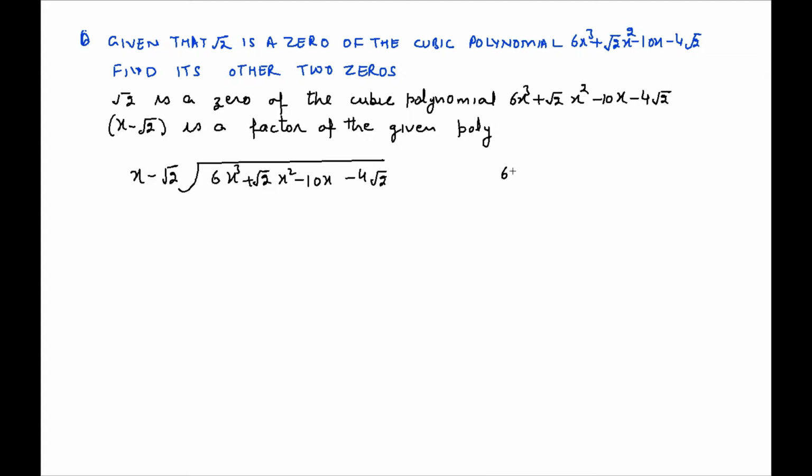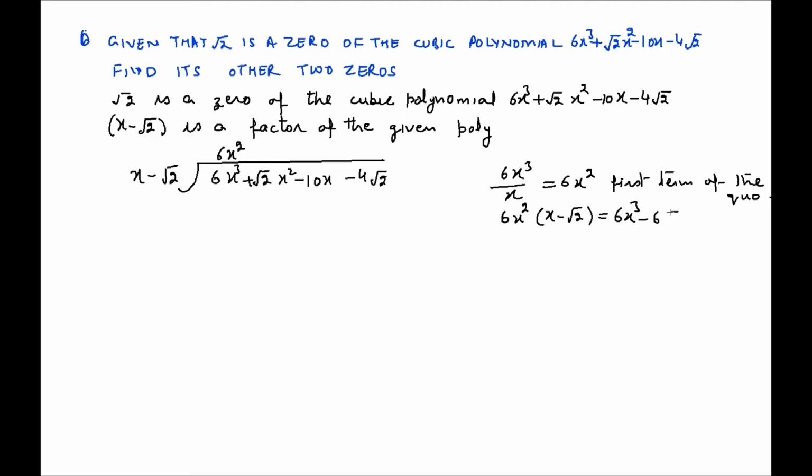So write the first term of the dividend divided by the first term of the divisor. 6x cube by x will come out to be 6x square. That is the first term of the quotient. So write 6x square. Now multiply 6x square by x minus root 2. That will come out to be 6x cube minus 6 root 2 x square. So write 6x cube minus 6 root 2 x square. Change the sign. First term will be cancelled. You will have 7 root 2 x square minus 10x minus 4 root 2 as a new dividend.